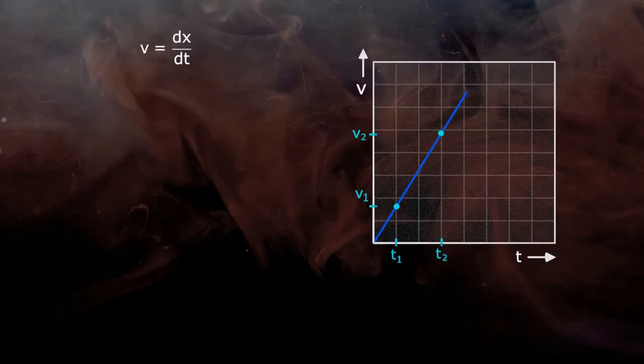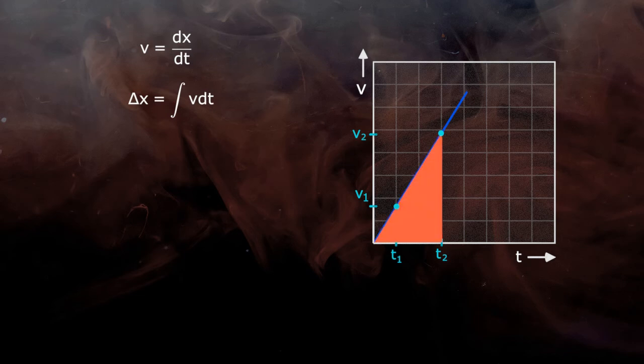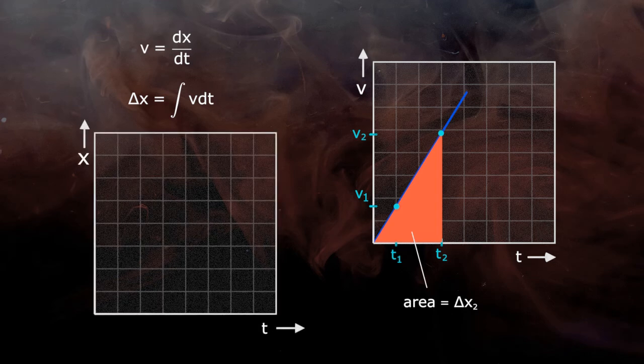Similarly, v equals dx by dt, so the change in position delta x equals integration v dt, and so the area under the vt graph gives the change in position, and by the same method we can develop the xt curve.